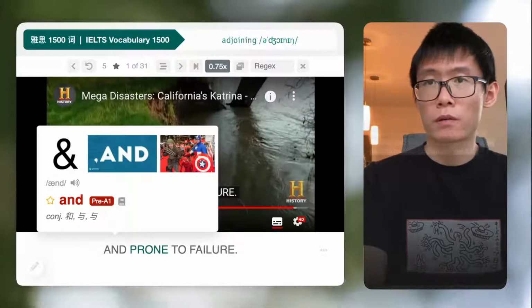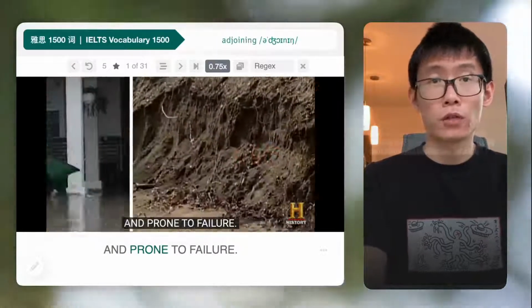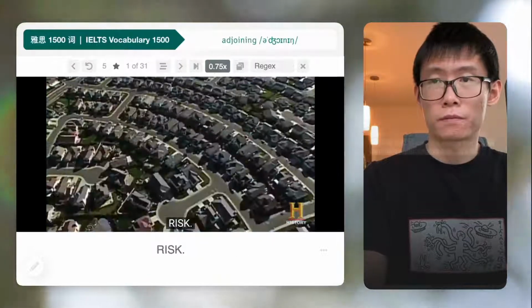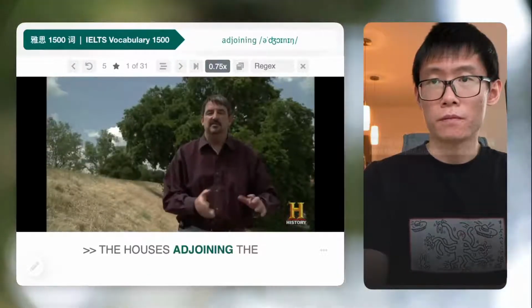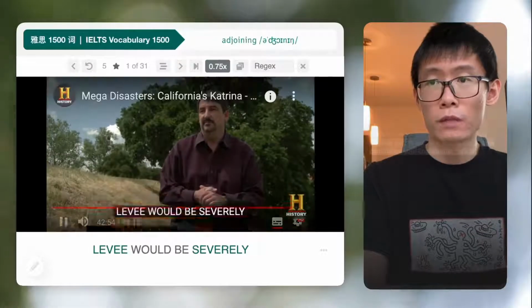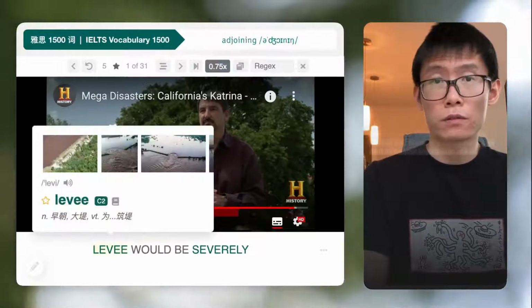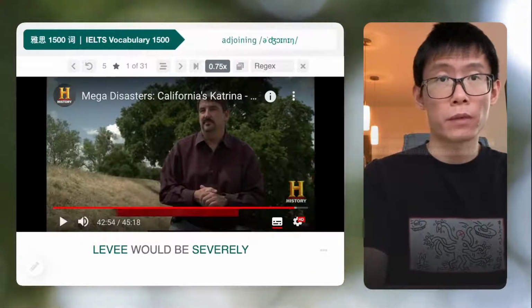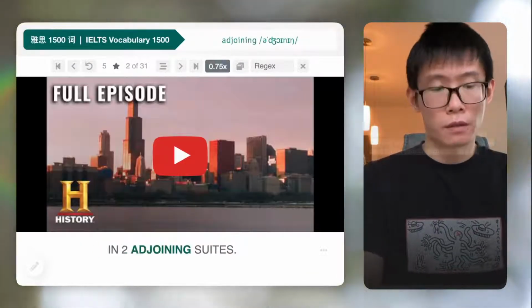And prone to failure. Right. 这个堤要是决堤了，那就惨了。 At least 100,000 are at risk. The houses adjoining the levee would be. 我还从来没见过这个词 levee，就是堤的意思，堤岸的意思。一般我会想到这个 bank, embankment. Okay, in any case.